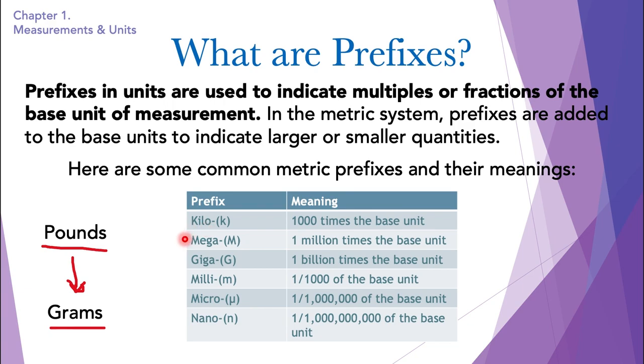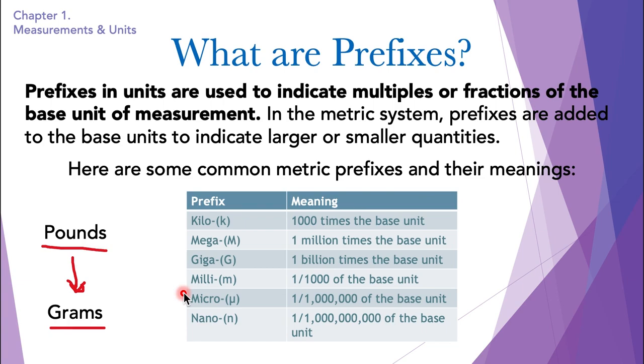In the same way, we can make a base unit smaller using these three prefixes. Milli, for example, if I put this prefix, it would mean 1000th of the base unit. What 1000th of the base unit means is that if I divide 1 meter into 1000 parts, that 1000th part of the meter would be called a millimeter.